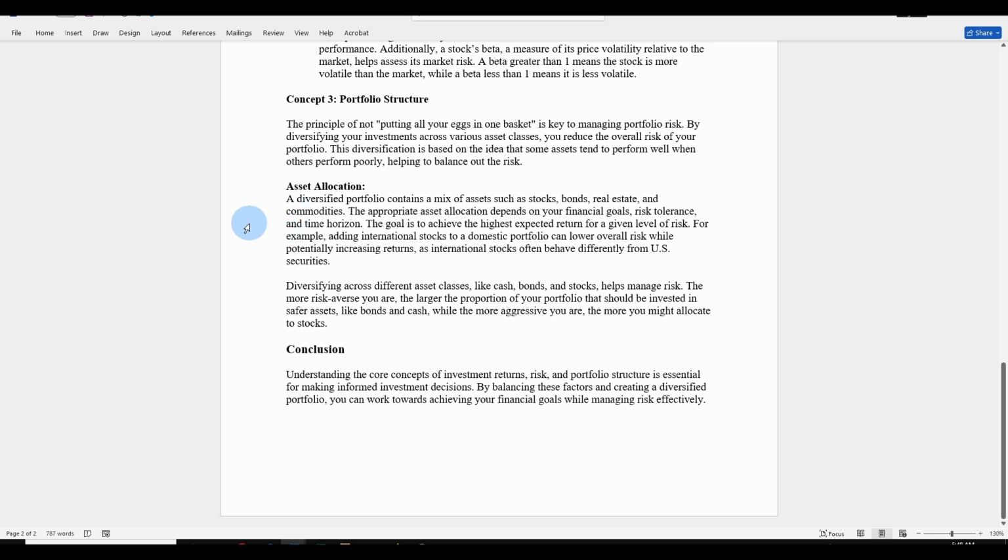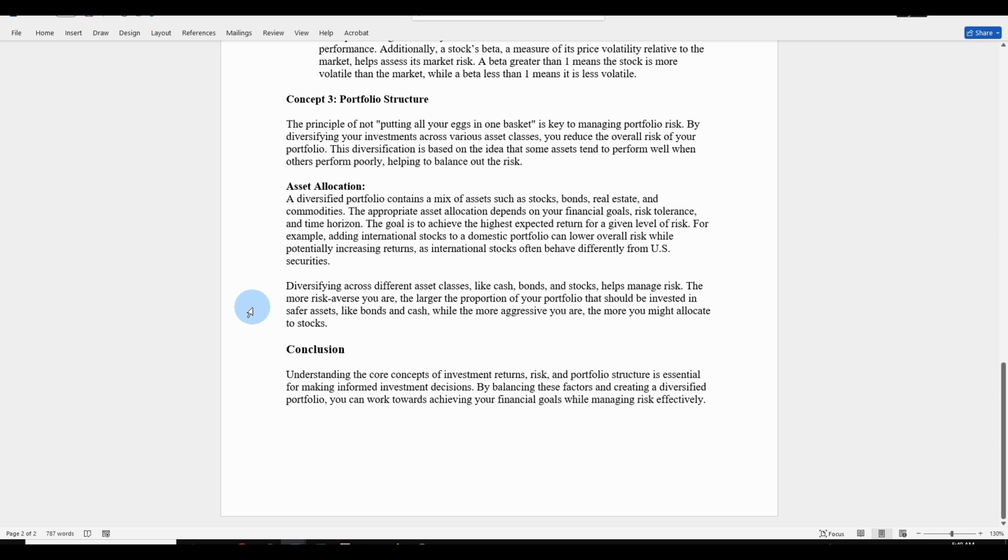A diversified portfolio contains a mix of assets such as stocks, bonds, real estate, and commodities. The appropriate asset allocation depends on your financial goals, risk tolerance, and time horizon. The goal is to achieve the highest expected return for a given level of risk. For example, adding international stocks to a domestic portfolio can lower overall risk while potentially increasing returns, as international stocks often behave differently from U.S. securities. Diversifying across different asset classes like cash, bonds, and stocks helps manage risk.